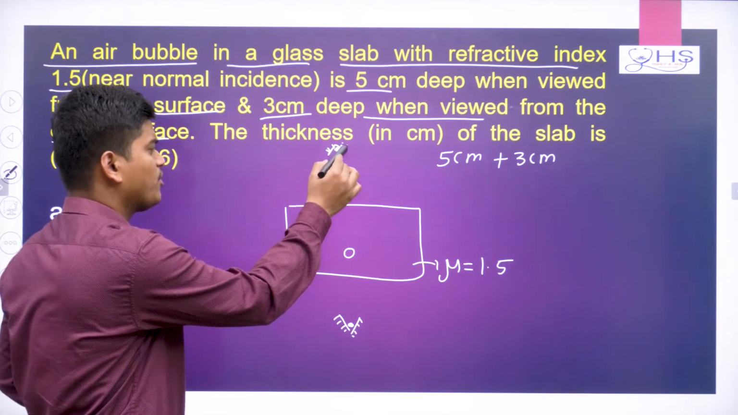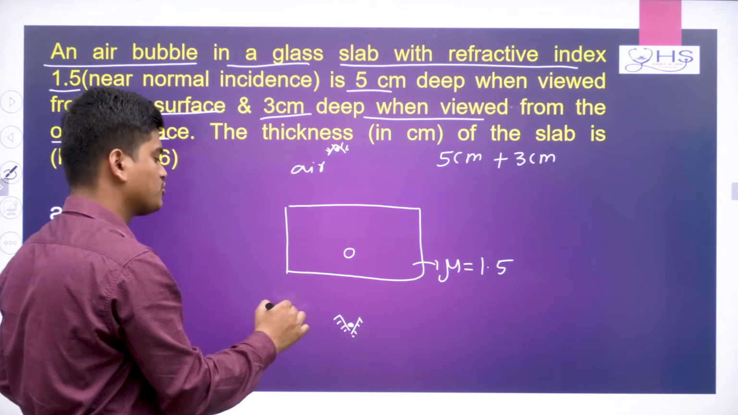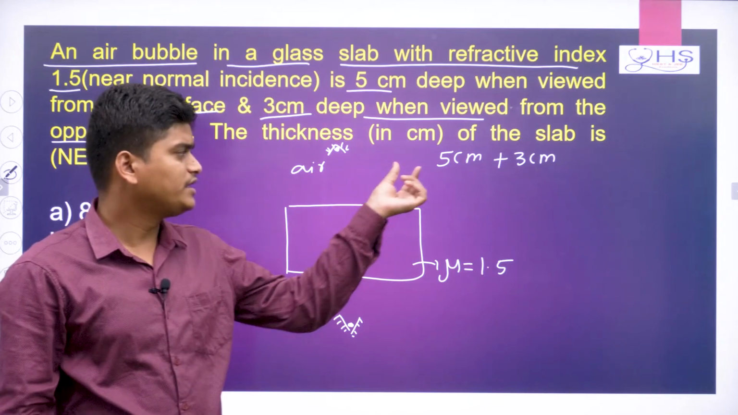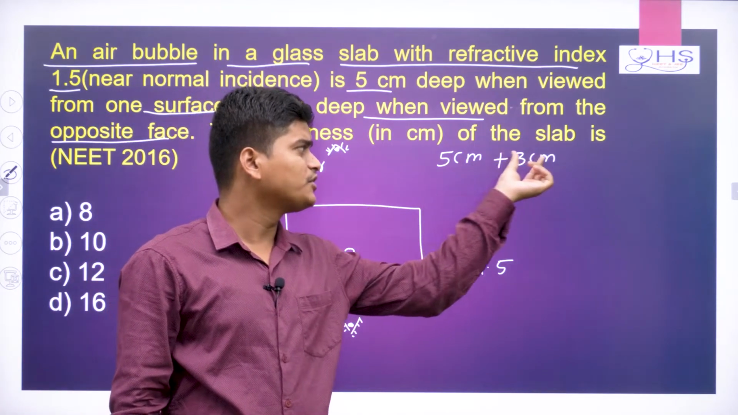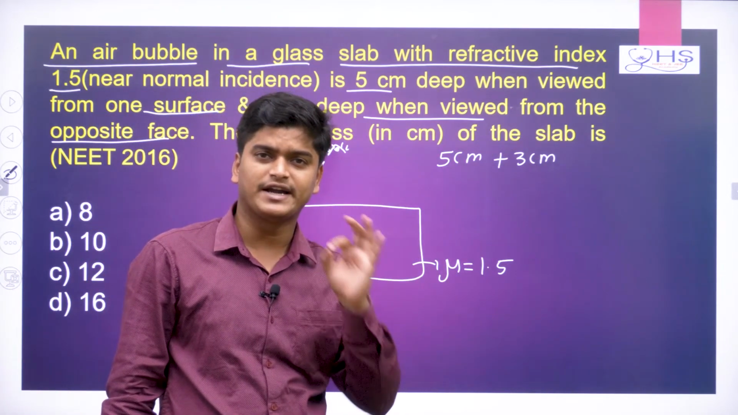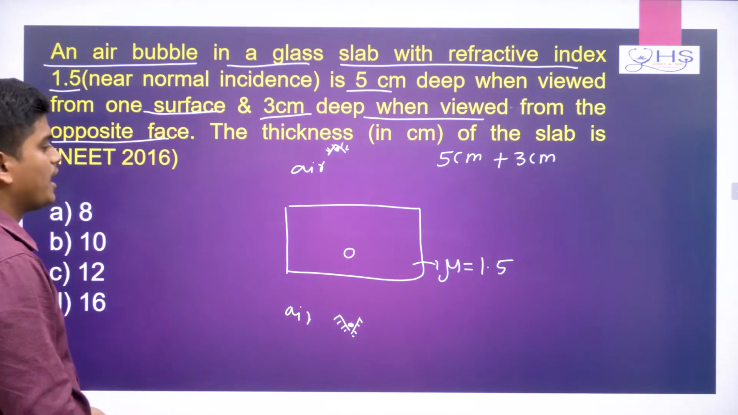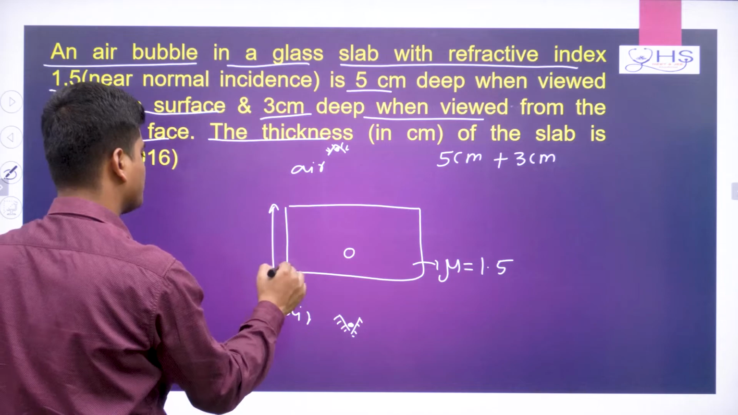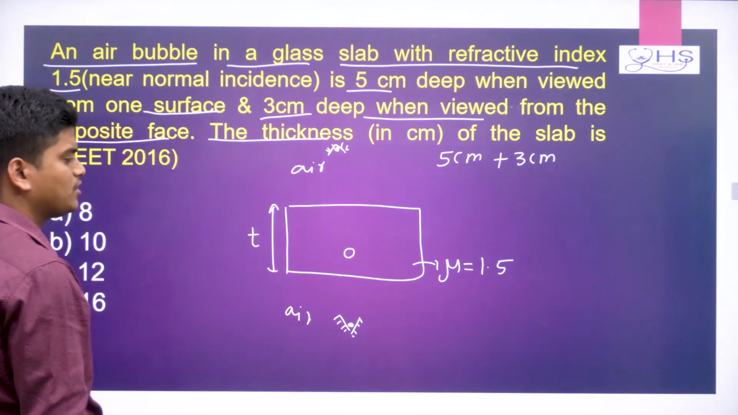So when you are seeing from air, here air is there, here also air is there. When you are seeing from air, what is happening? Now here this will be 5 centimeter, 3 centimeter it is given, it is your apparent depth. Okay, and refractive index already given. Now they are asking what is the thickness of this glass slab. So suppose thickness is basically T, I am telling.